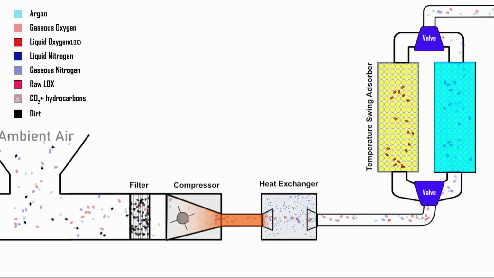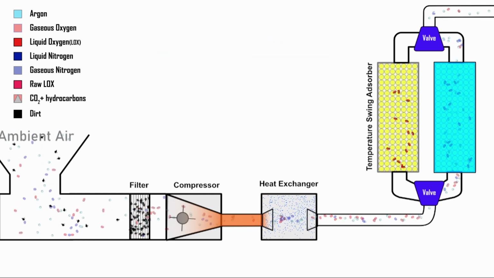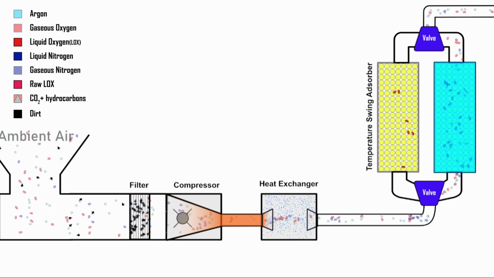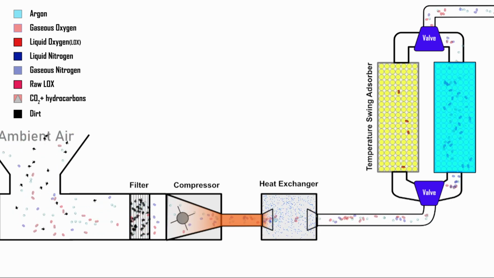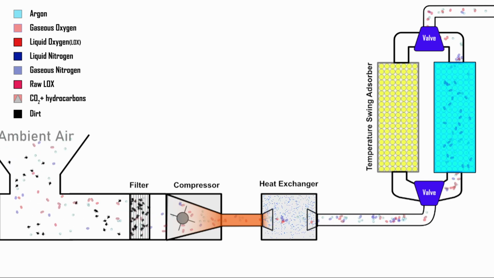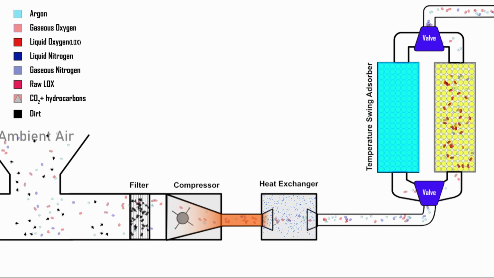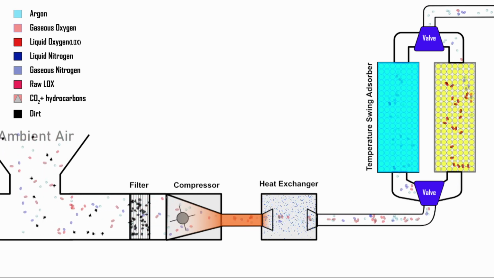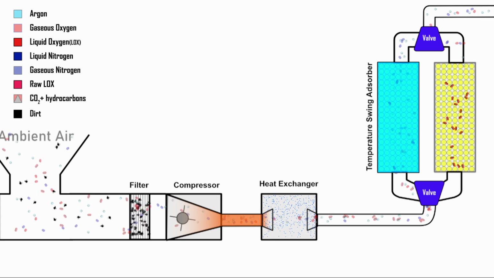There are 2 tanks with these pellets. Only one tank is active at a time. The active tank is cooled with liquid nitrogen, keeping the pellets cool as they adsorb the unwanted compounds. When the pellets become saturated, the active tank is deactivated and the air now flows to the second tank, which is now the active tank.